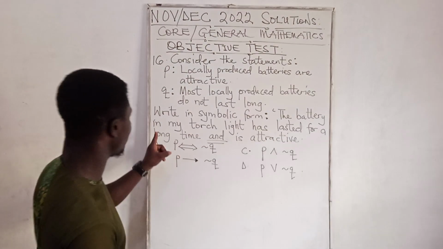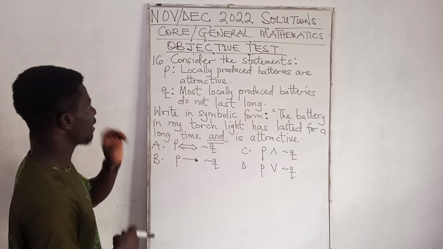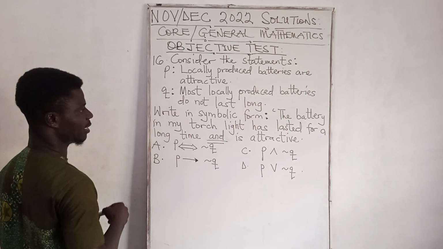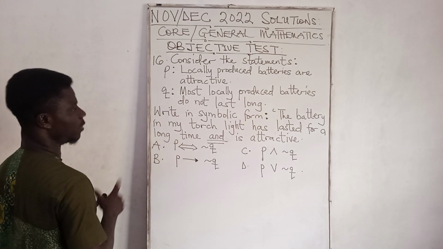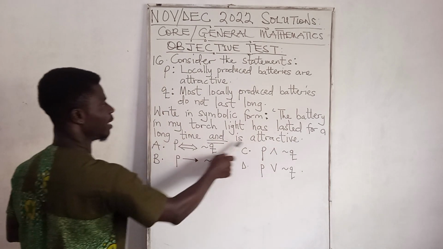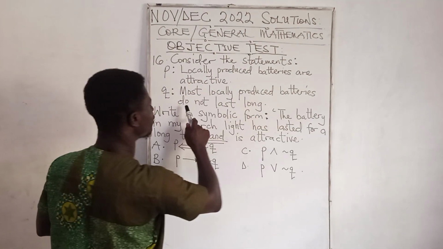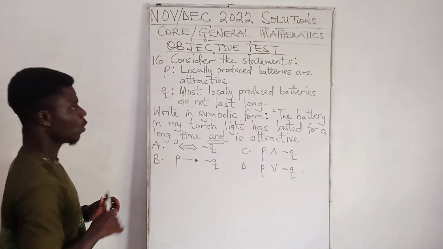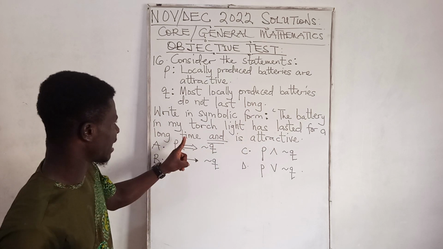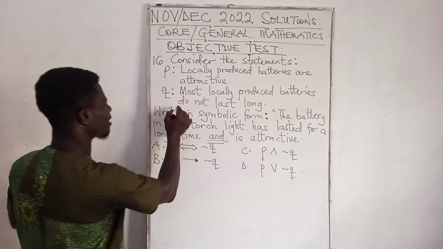So the battery in my torchlight has lasted for a long time and is attractive. Now listen, let's see for statement P, locally produced batteries are attractive. Let's see whether we can get statement P inside the battery in my torchlight has lasted for a long time and is attractive. Okay, let's see statement Q: most locally produced batteries do not last long. Alright, let's see statement Q. The battery in my torchlight has lasted for a long time. Statement Q again: most locally produced batteries do not last long.